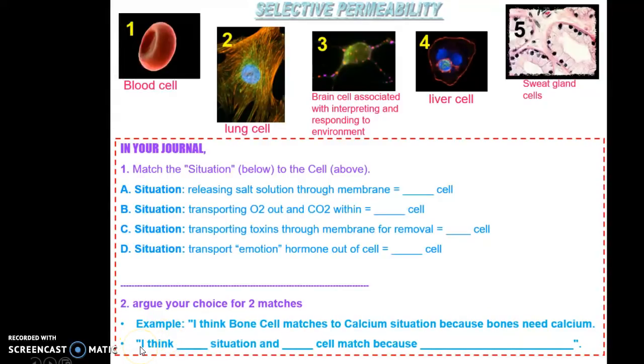Here's yours. So I want you to pick situation A, B, C, or D, and you say, I think blank situation. You would write A, B, C, or D, and you would say, I think this situation matches this cell. So what cell do you think is part of it? And why do you think it's a match? Why do you think that situation and that cell match? Explain.